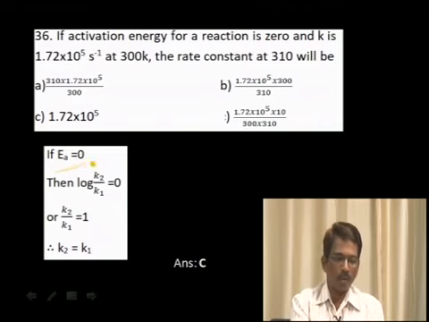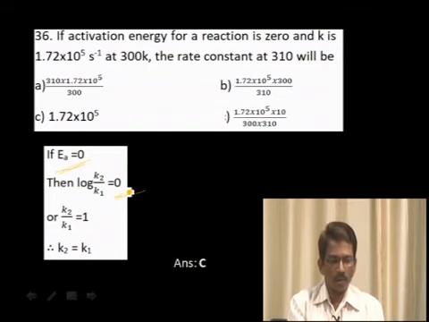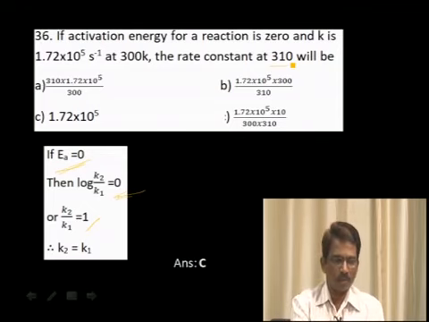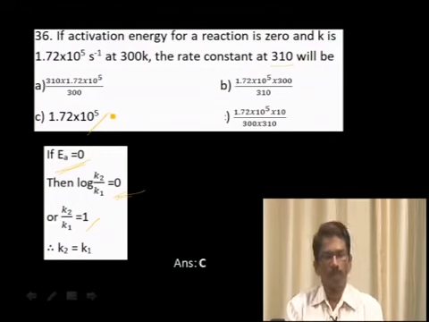If I substitute the value of EA as 0, the right hand side value becomes 0, and obviously log K2 by K1 is equal to 0, and therefore since log 1 is 0, K2 by K1 is equal to 1. That means K2 is equal to K1, that is, the rate constants will remain the same at 300 Kelvin as well as 310 Kelvin, and the correct option then becomes K1 equals K2 is equal to 1.72 into 10 to the power 5, which is option C.